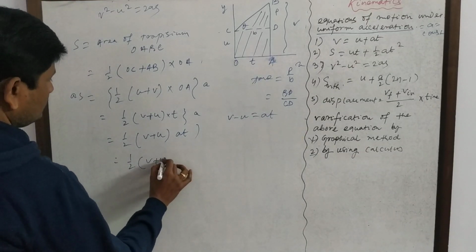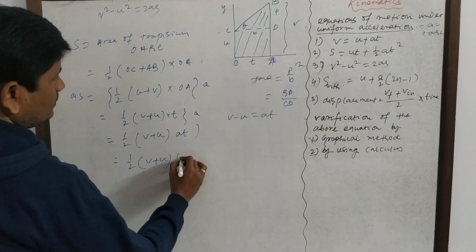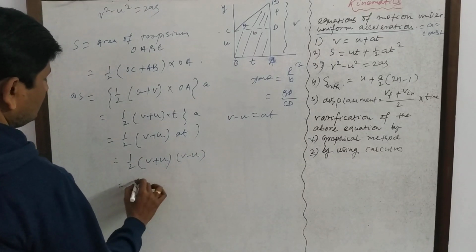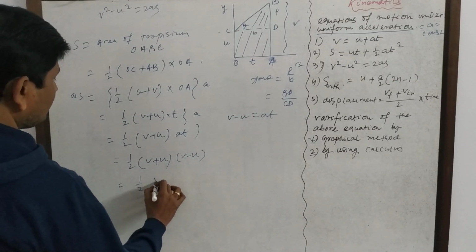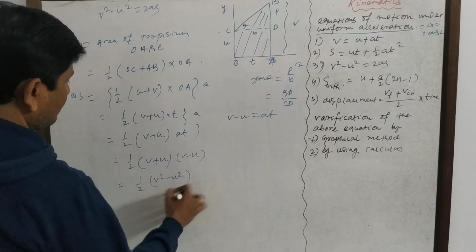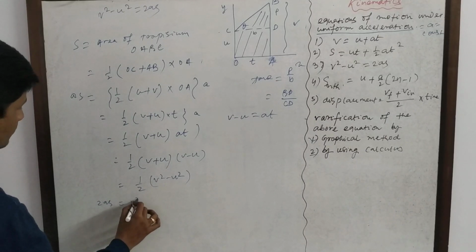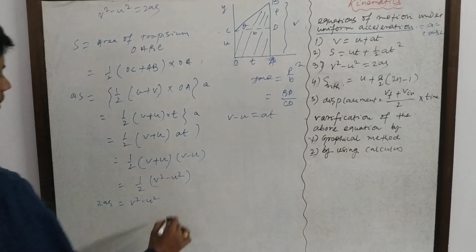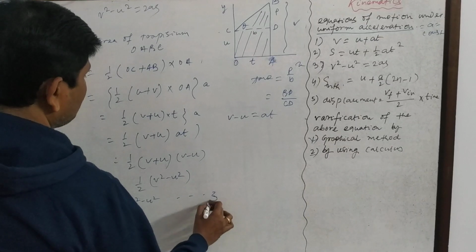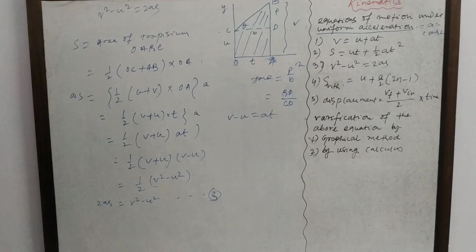Half V plus U times AT, where AT is V minus U, is equal to half V square minus U square, that is 2AS is equal to V square minus U square. The third equation is also proved. V square minus U square is equal to 2AS.